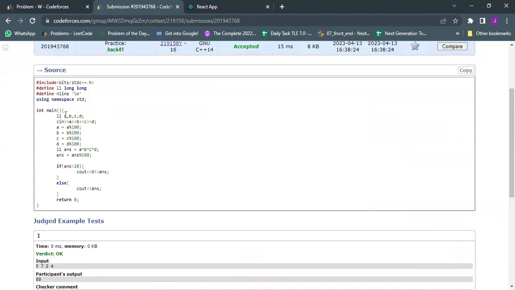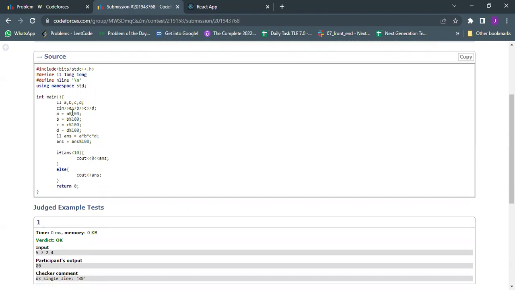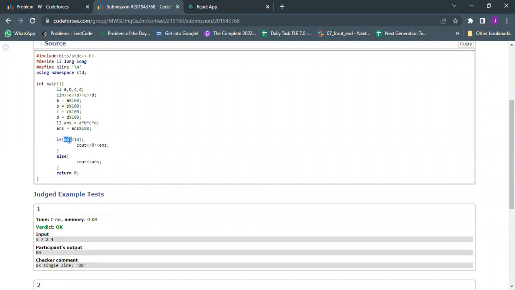Okay, so we'll take A, B, C, D as input. I have used long, but int will work fine. We have taken modulo 100 for each number, so that is A modulo 100, B modulo 100, C modulo 100. That will give the last two digits of each number. Then I have stored the product of all these numbers in answer, and again took modulo 100. That will give the last two digits. And if our answer is less than 10, then you have to print 0 and then the answer. Otherwise, you can directly print the answer.